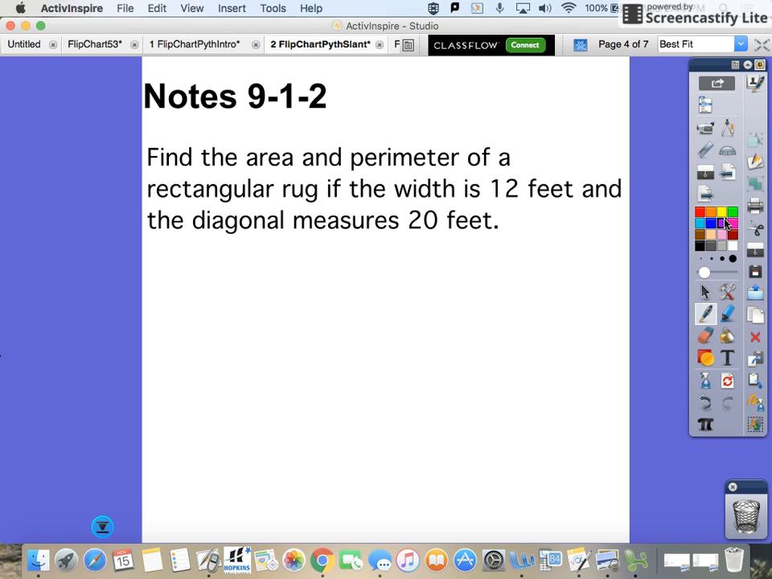This is geometry lesson 912, which covers finding area of cones and isosceles triangles, as well as missing sides of both. The first question is kind of a review from 911.